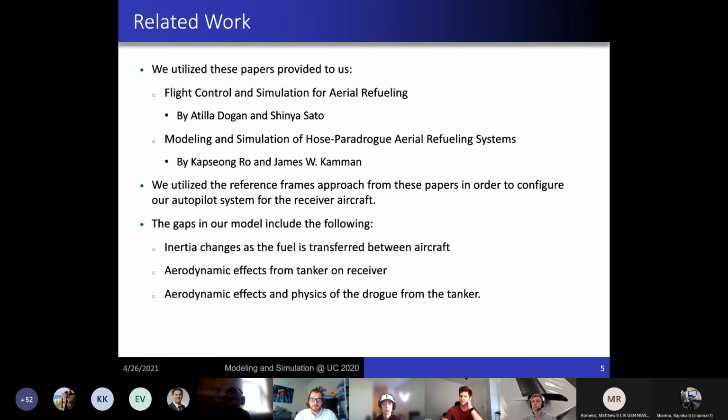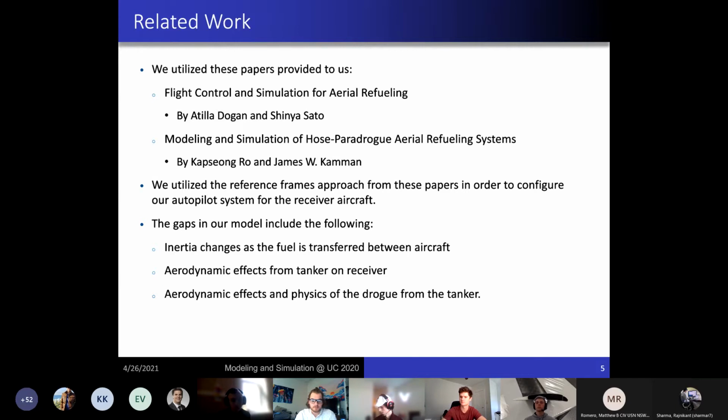Okay, so these were some papers that were provided to us so we could complete our project. That is the flight control and simulation of aerial refueling and the modeling and simulation of hose and drogue aerial refueling systems. From this paper, we utilized the idea of reference frames, and we configured this to our autopilot to allow the receiver aircraft to know the positioning of the tanker aircraft at all times. We'll touch on this more later.